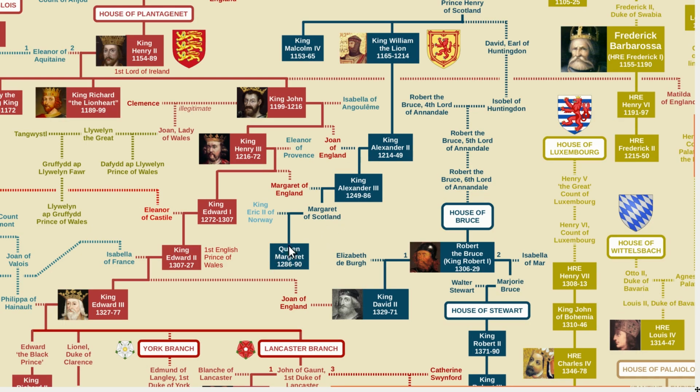Now, after the death of Margaret, there were two individuals who had the best claim to the throne, and they were both descendants of this individual here, who was a brother of King William the Lion. There was Robert the Bruce, and the other, who's not shown on this chart, was John Balliol, who was also a descendant of this individual here through a different daughter. And Edward I of England helped put John Balliol on the throne, but then proceeded to use him as a puppet to control Scotland's affairs.